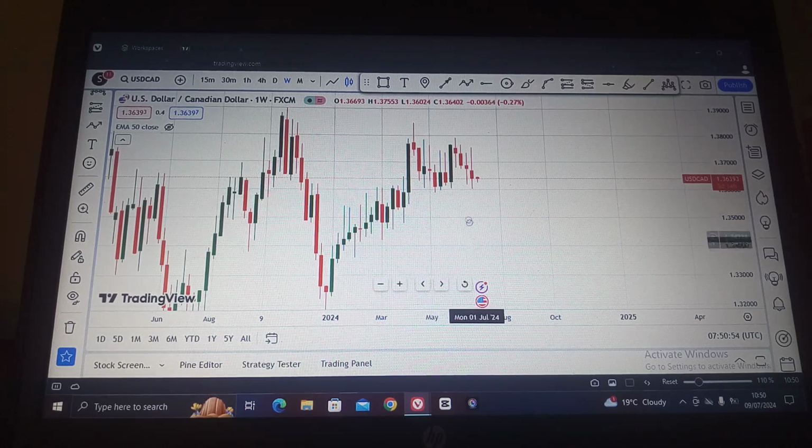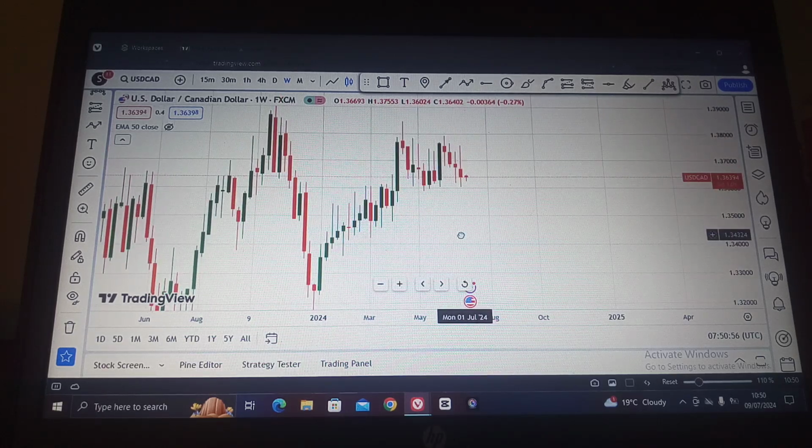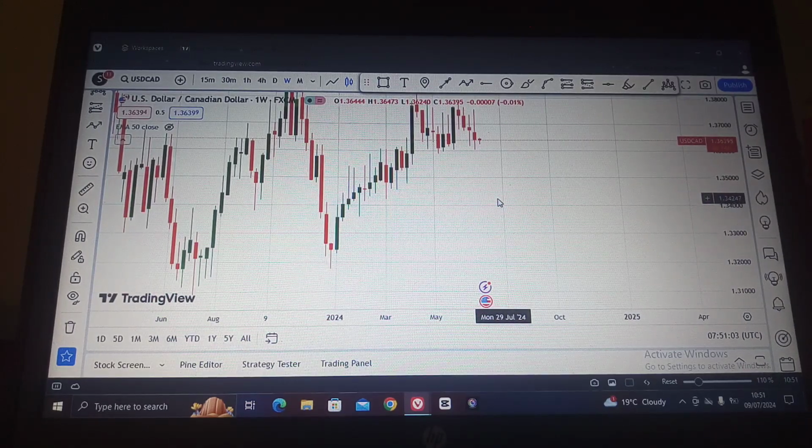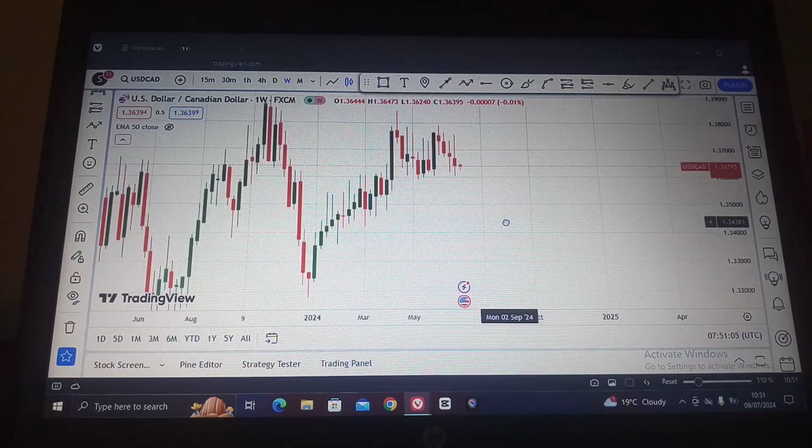Now that NFP week has ended, it is the second week of the month, and it is time for us to look at the market so that we can see if we can find an entry. And of course, when you are coming to the market, we must do a top-down analysis.